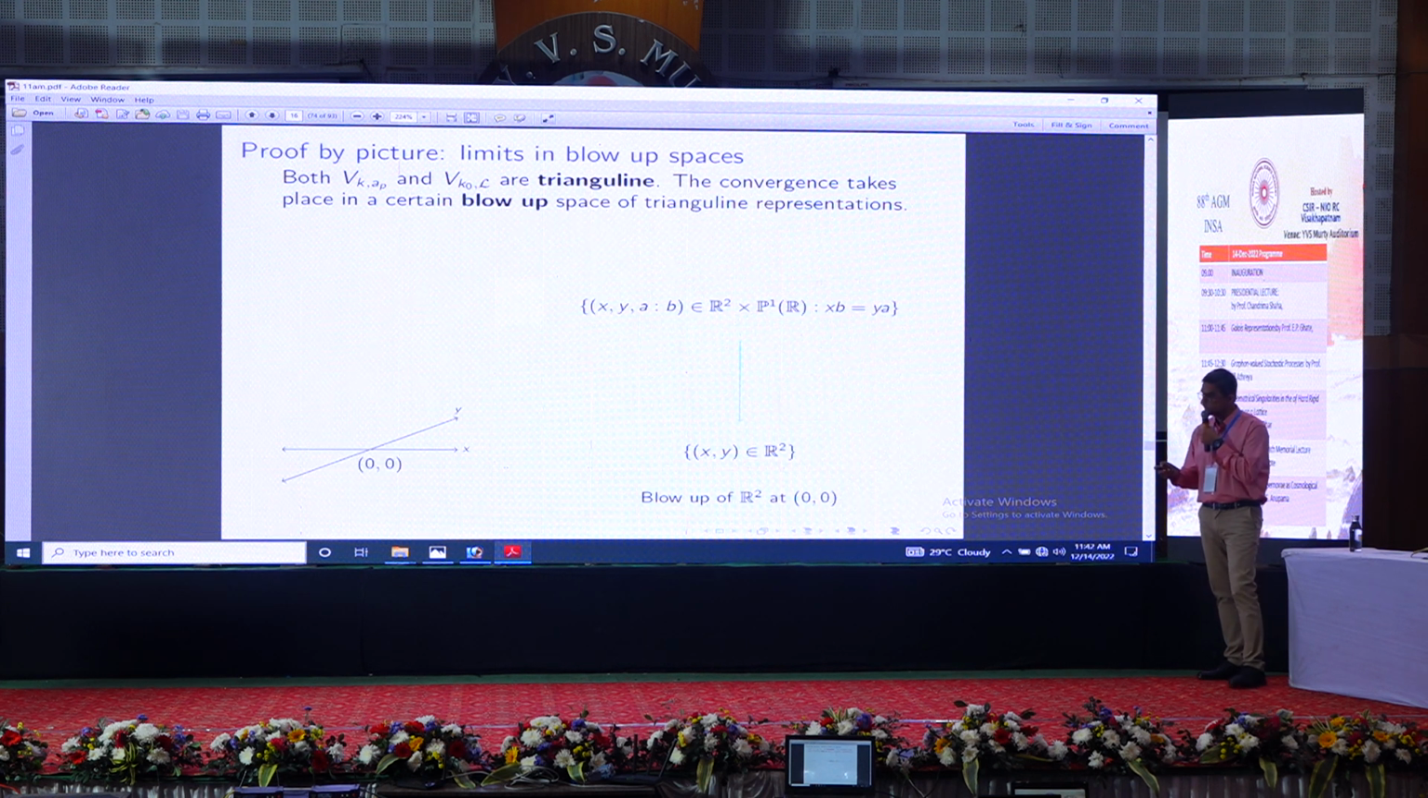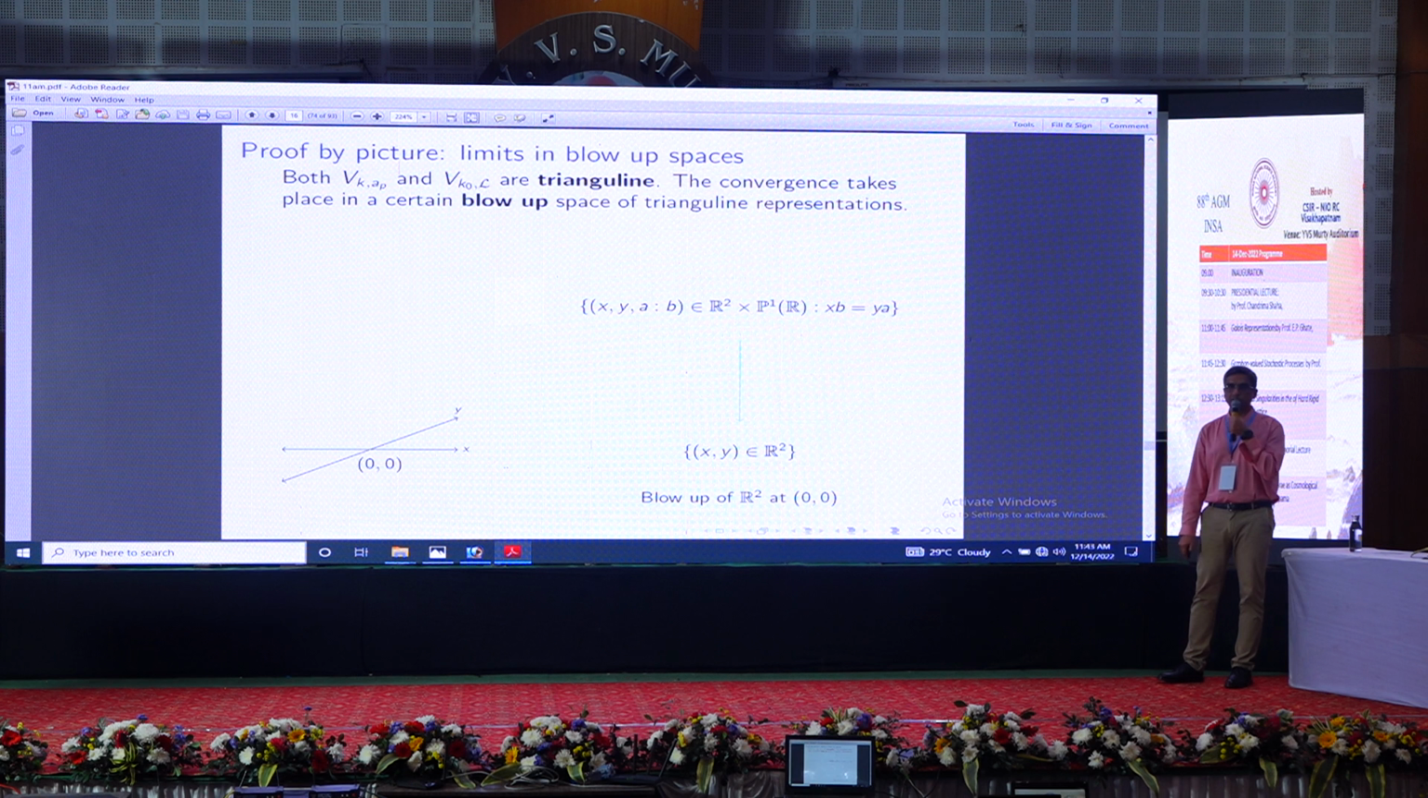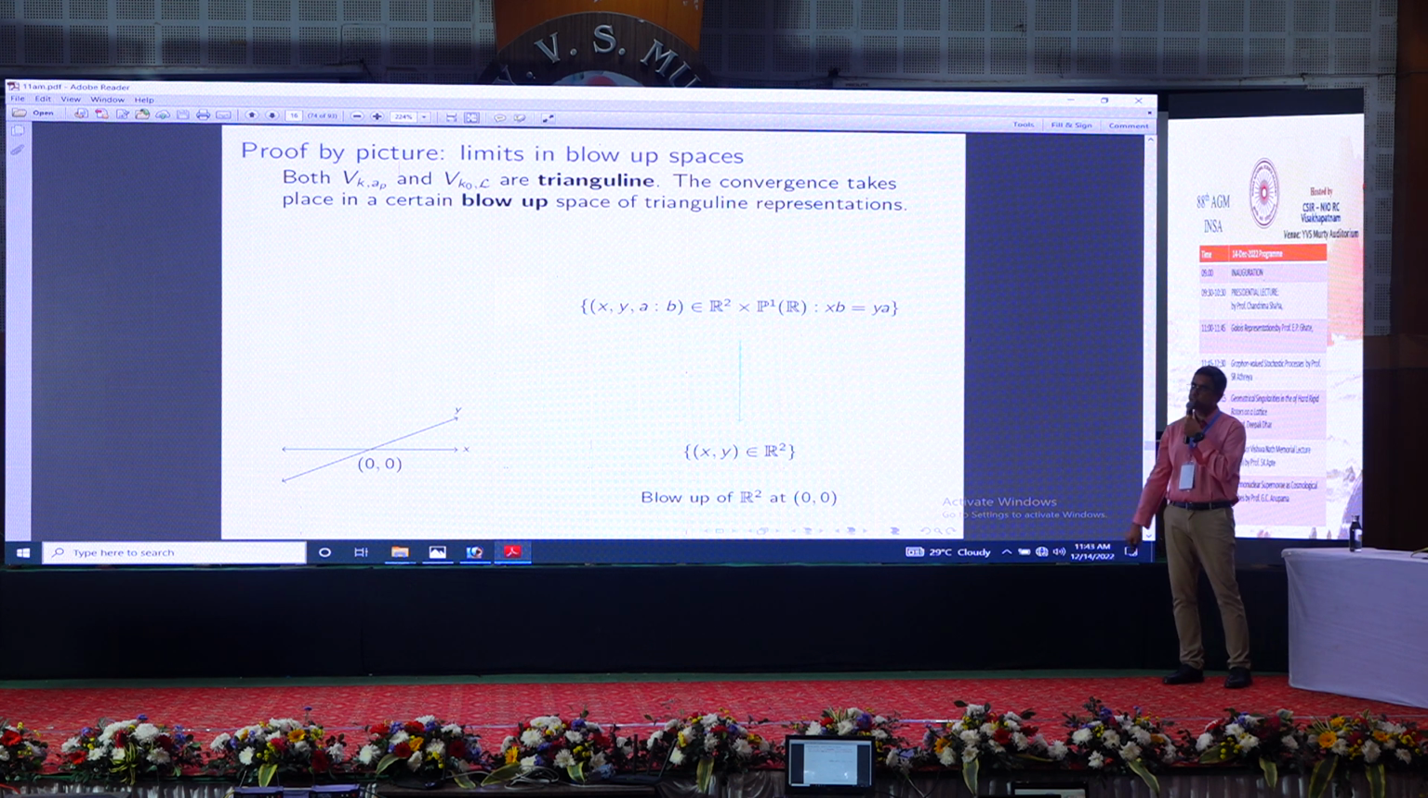What is this blow-up stuff? So you have the plane. Let's just do this over the real numbers. Go back to functions in class 8, 9, 10, etc. So you have the plane, (x, y) belonging to R^2. The blow-up is this space. You attach some projective coordinates, a colon b.